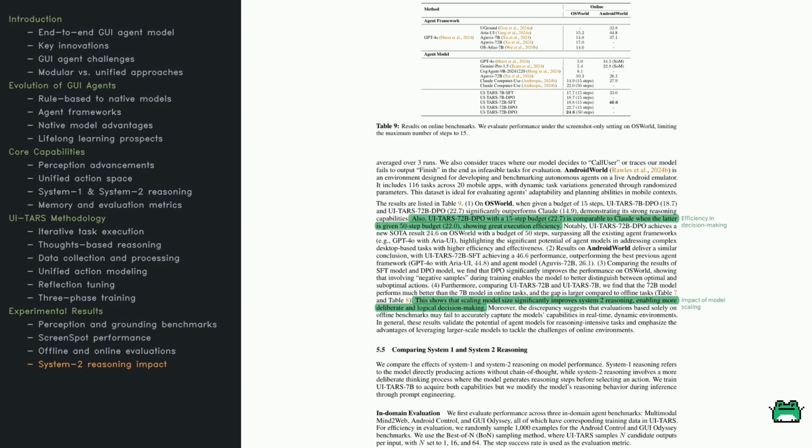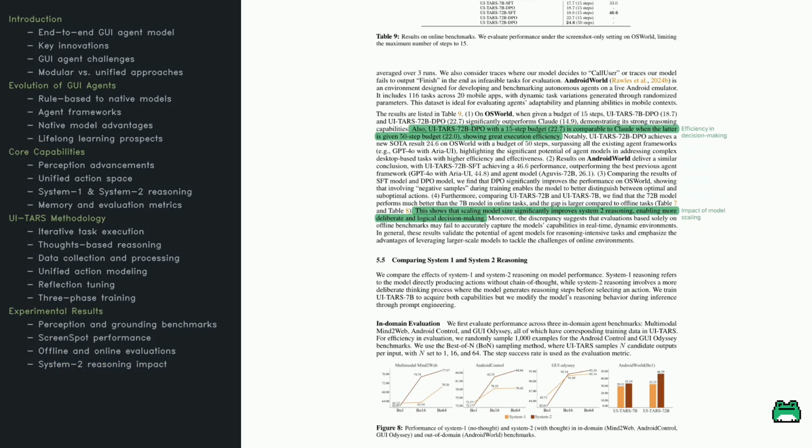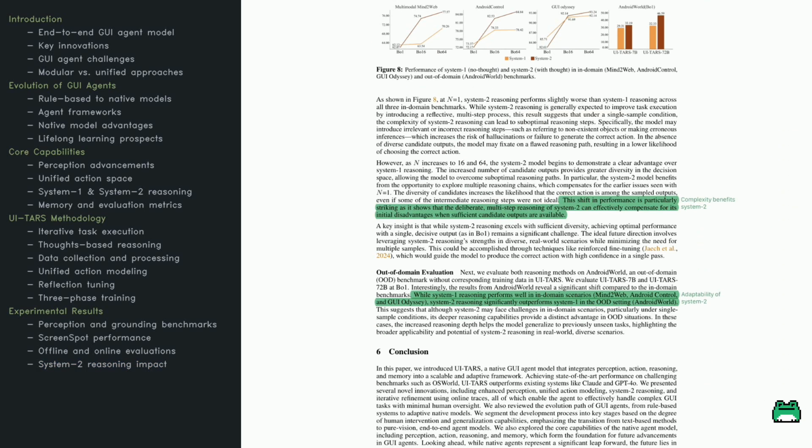We also see the impact of scale. Comparing 7B and 72B versions of UITARS reveals big improvements in reasoning and execution. Adding System 2 reasoning on top of that just amplifies the effect, enabling more logical, step-by-step decisions. Finally, let's consider the role of reasoning in detail. Look at Figure 8 here. It shows a showdown between System 1, fast and intuitive, and System 2, deliberate and reflective, reasoning in both in-domain and out-of-domain tasks.